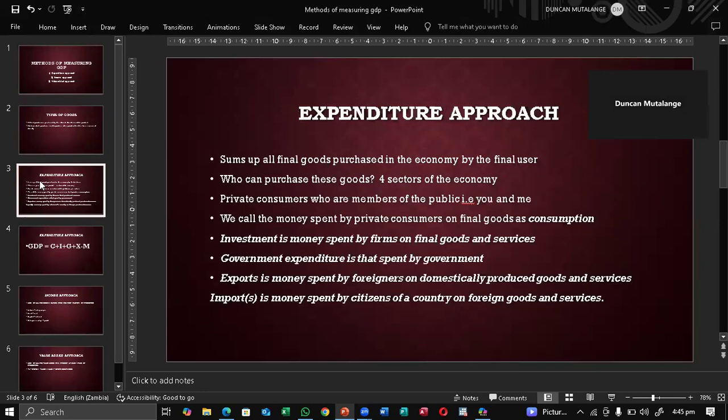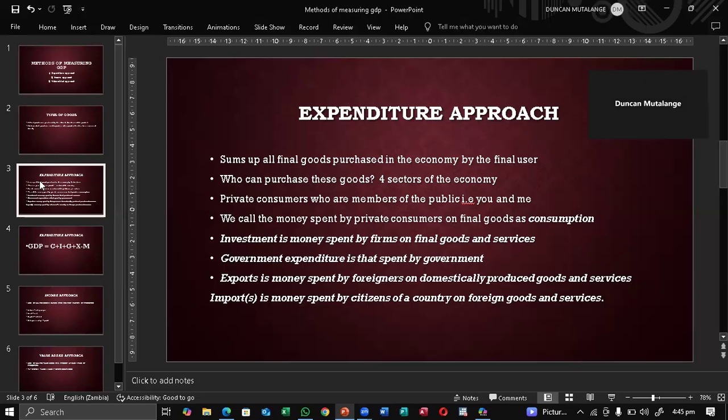Having said that, now we can look at the expenditure approach. The expenditure approach sums up all the final goods in the economy that have been purchased by the final user. So if you have all the final goods in the economy, how many final goods do we have, and who has purchased them? The ultimate user, the final user. So you sum them up. For example, if we say bread, maybe we have used 10 loaves, you sum all of them which have been used up, and then you find their total. That is the expenditure approach.